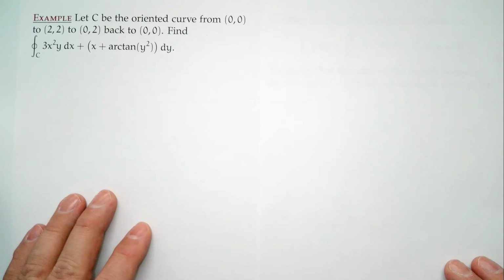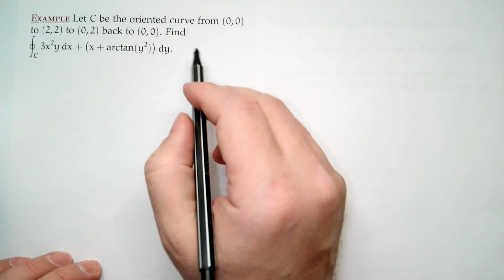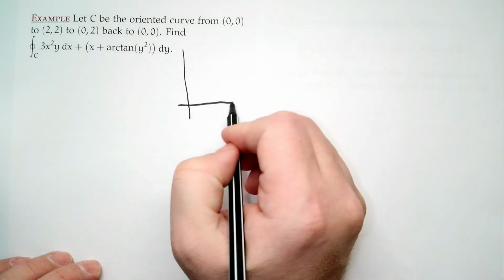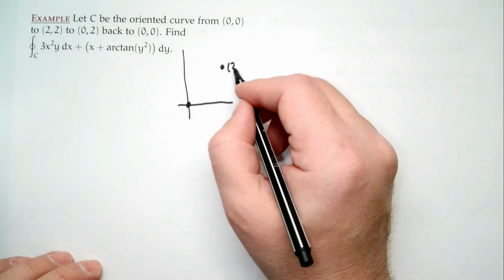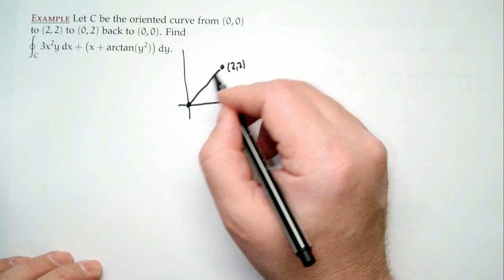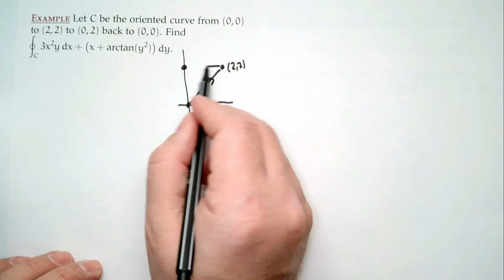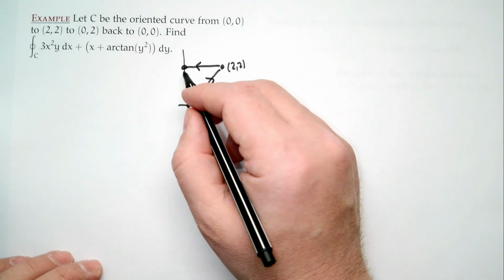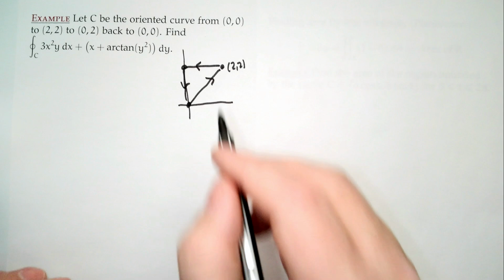Let C be the oriented curve which goes from (0, 0) to (2, 2) to (0, 2), and then it goes back to (0, 0). So let's draw what this curve looks like. We're going from (0, 0) out to (2, 2), so we're going this way. Then we're going to (0, 2), which is here. Then we're going to go back to (0, 0), which is there. So this is our curve C.